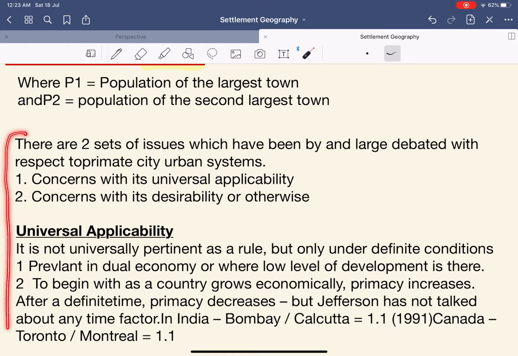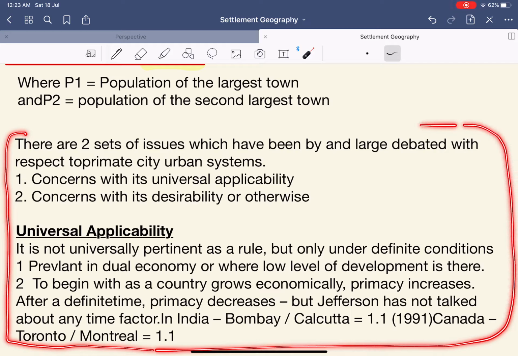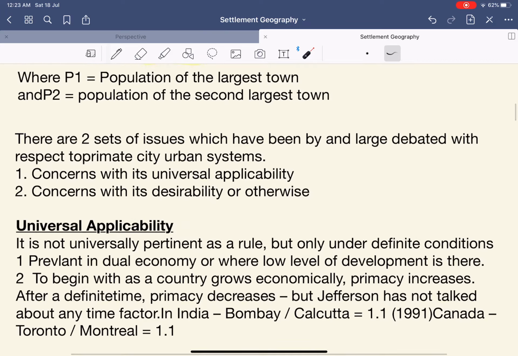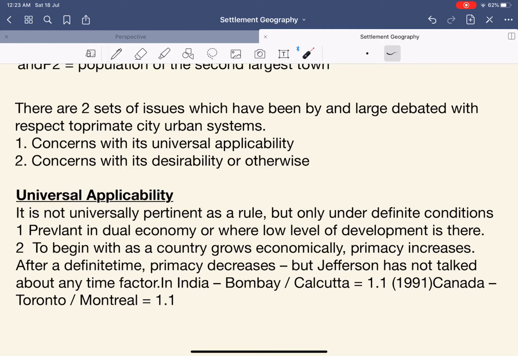Now, let us see how far this concept of the primate city is applicable. This is the universal applicability of the primate city. This I have written for your understanding only, but you do not need to write this in your examination. Basically, we'll have an understanding of this. We'll discuss this in detail in our forward slides. You also do not need to write this.